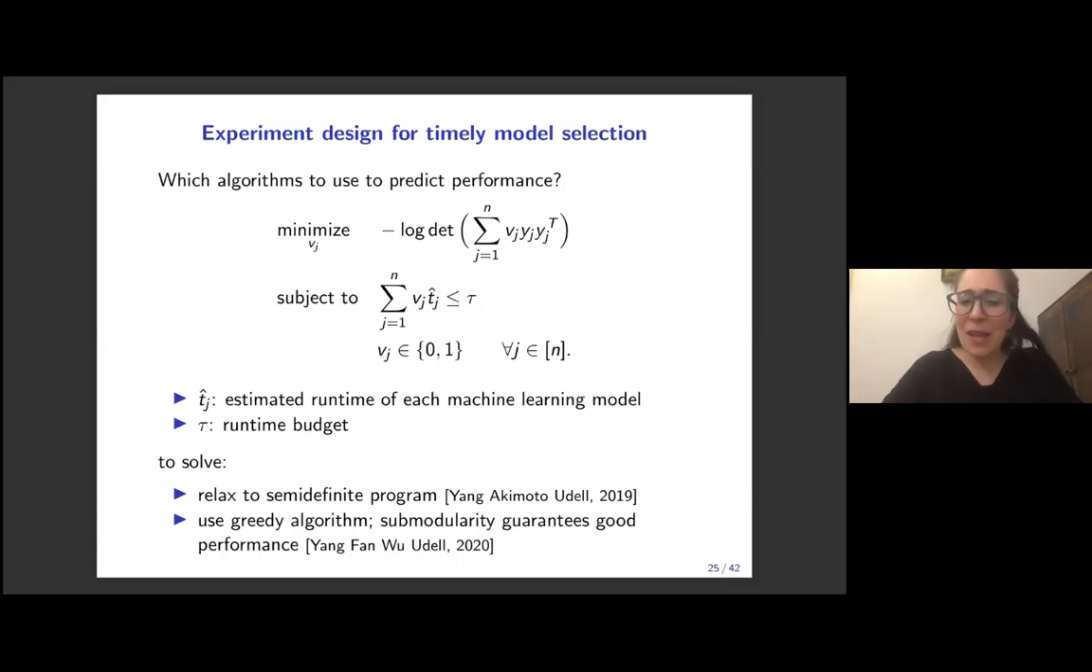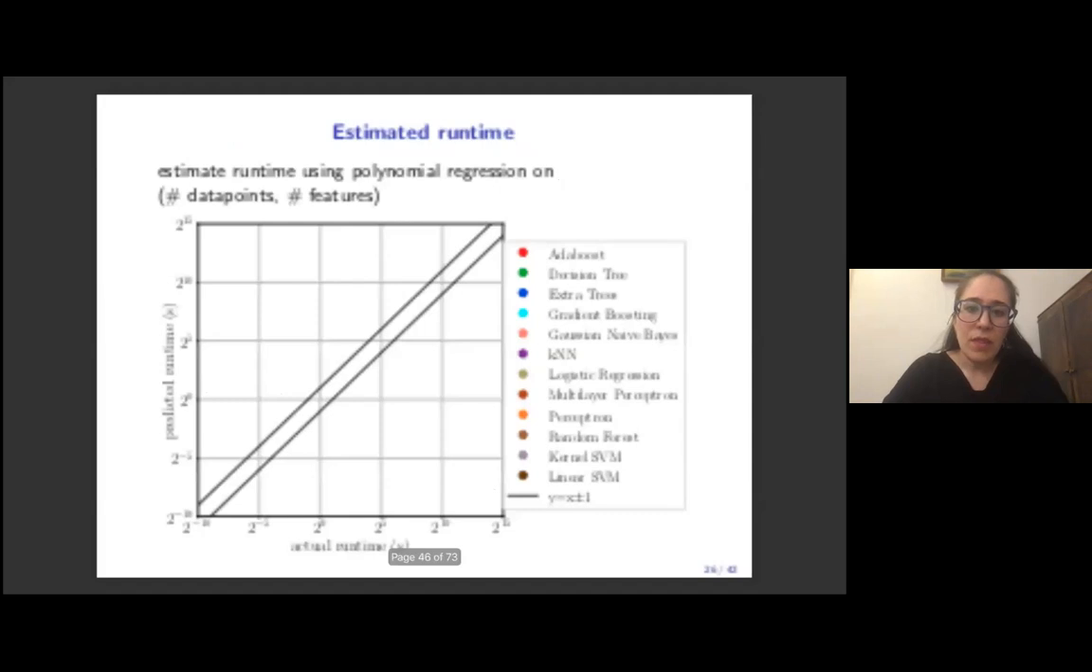One relaxes this to a semi-definite program by replacing this constraint with a constraint that Vj be anywhere between 0 and 1, and then rounding. The other uses a greedy algorithm, so we add one component Yj at a time, in order to maximize the increase in log det. Since the log det objective, the negative of what I'm showing here, is submodular, you can get a guarantee on how well the greedy algorithm performs.